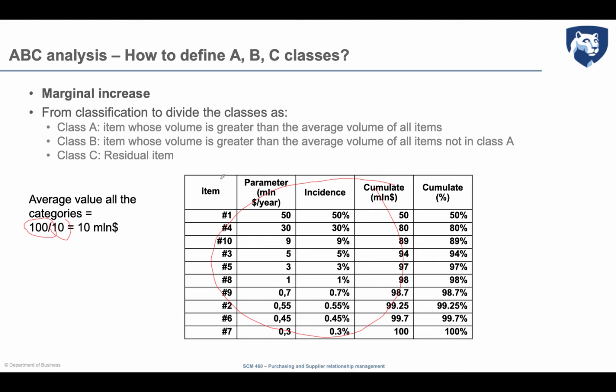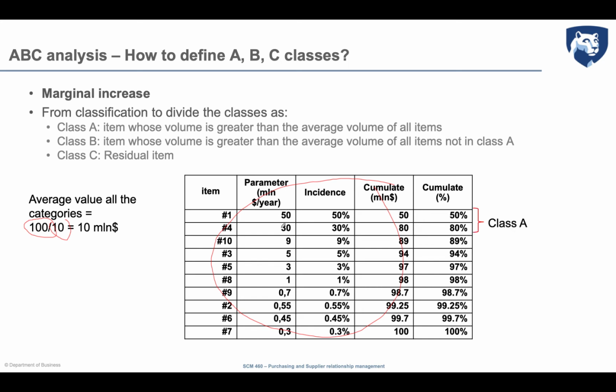These rules tell you that the items whose volume is greater than the average volume of all items are class A. So it means that all the categories that have a value of the variable higher than the average, 10 million, are class A. In our case, class A are category 1 and category 4, which have $50 million and $30 million.